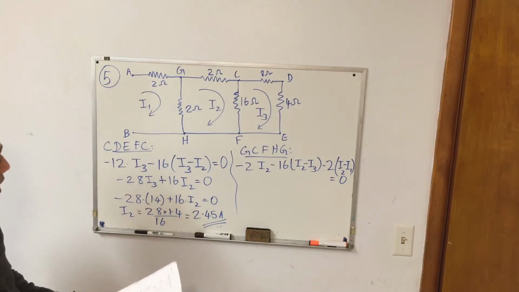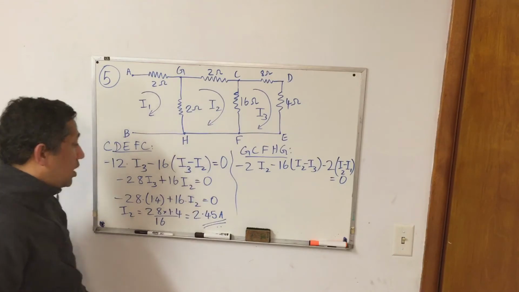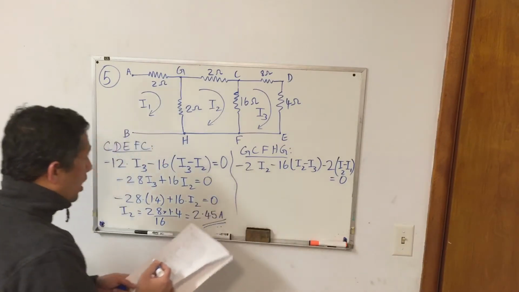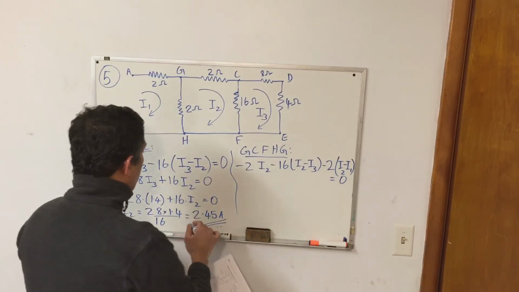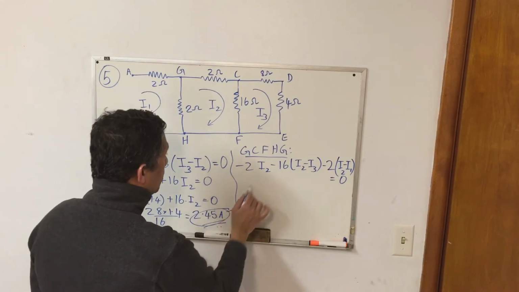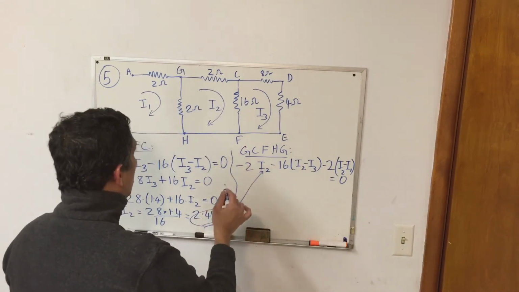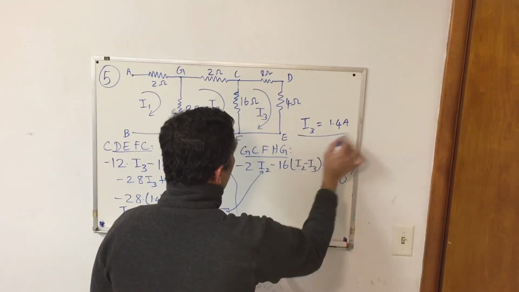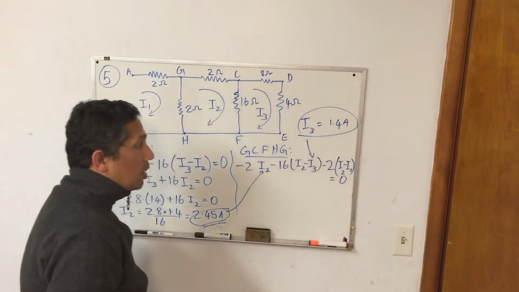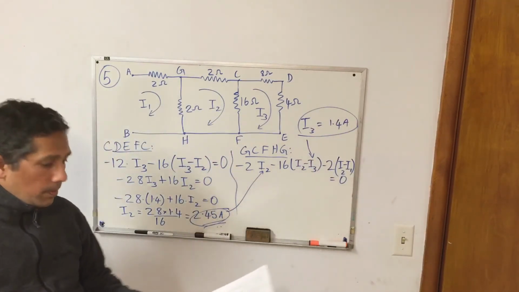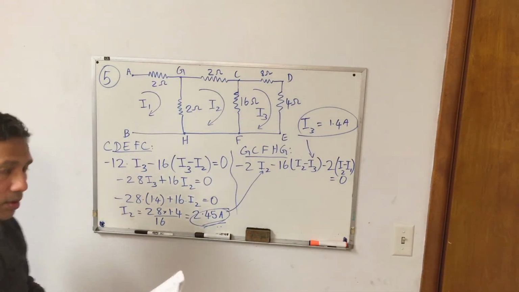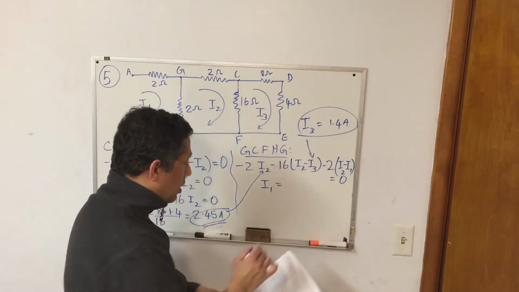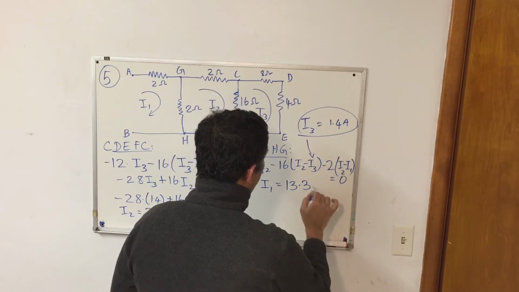So you can use the value of i2 that you already know from here. You can substitute the value of i2 to be 2.45 here. And you know the value of i3 as well. i3 is going to be 1.4 amperes. So I'm going to take the value of i3 and substitute it here, and then the only variable you will have in this equation is i1, right? So you can use algebra to figure out the value of i1. If you do that, you will find that the value of your i1 is 13.3 amperes, right?